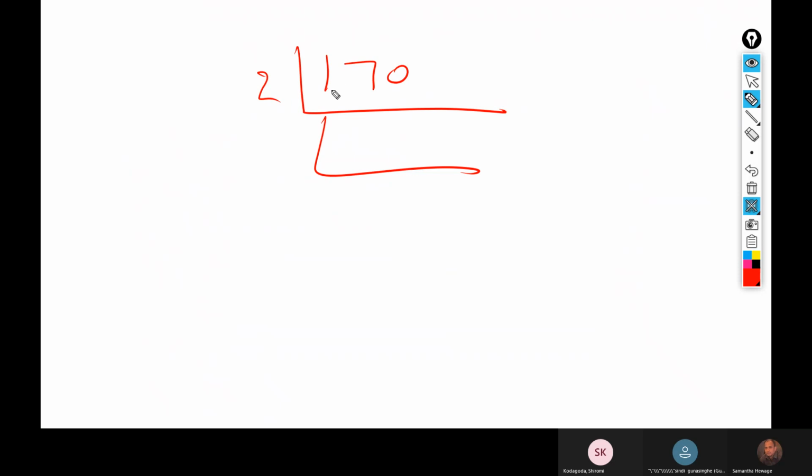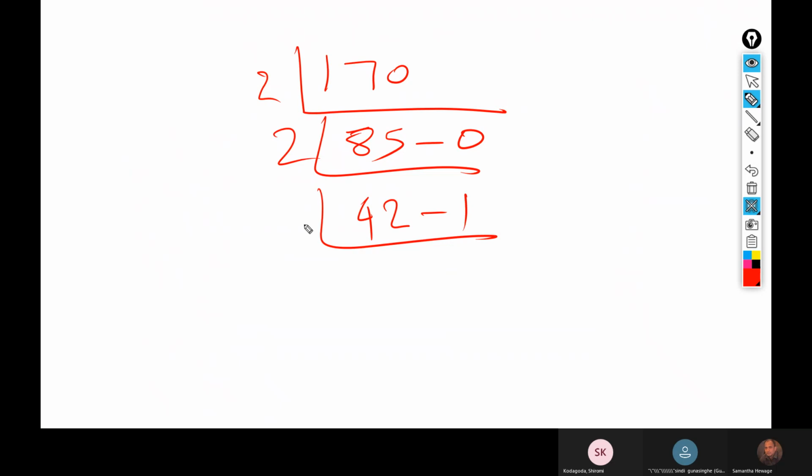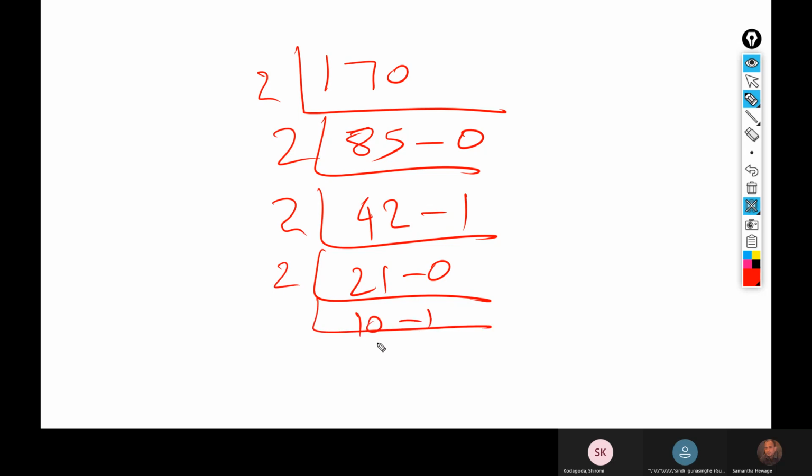Here, 17, how many 2s we have? 8, right? 16, 1, 10, 5. Remaining 0, right? Again, we are dividing: how many 2s for 8? 4. How many 2s for 5? 2, 4, then remaining 1. How many 2s for 4? 2, remaining 0. Every time we have to put a remainder. Here 10, remaining 1, because 2 into 10 is 20, remaining 1. Here 5, remaining 0. Here 2, remaining 1.